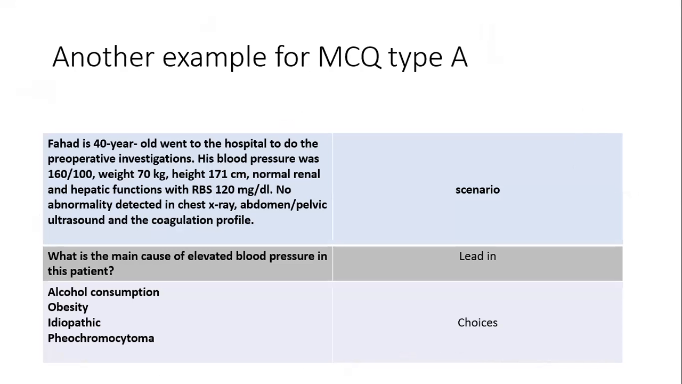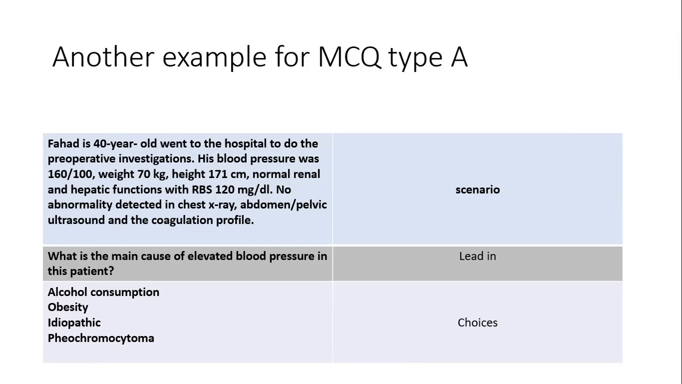Another example of MCQ type A. Fahd is a 40-year-old who went to hospital to do the pre-operative investigations. His blood pressure was 160 over 100 millimeter mercury. Weight was 70 kilograms. Height was 171 centimeters.